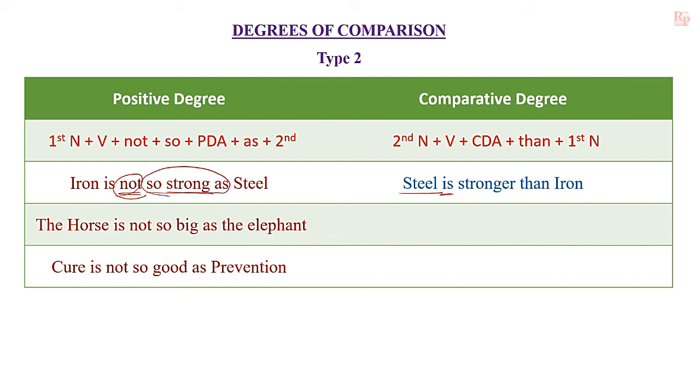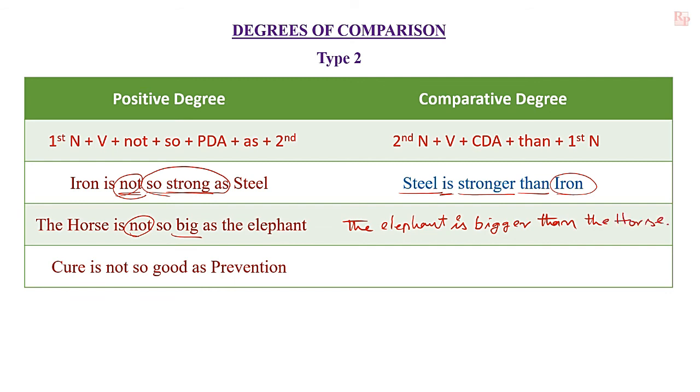Then so strong as is mentioned, and strong is the positive form of the adjective. Write stronger, the comparative form of the adjective for that, and then than should be followed. Then the first noun should be written at the end of the sentence. Iron. Steel is stronger than iron. Then next example, the horse is not so big as the elephant. Write the elephant first. Elephant. The verb is, you should remove not. The comparative form of the adjective for big is bigger. Than should be followed. Then the horse, the first noun, should be written at the end of the sentence.